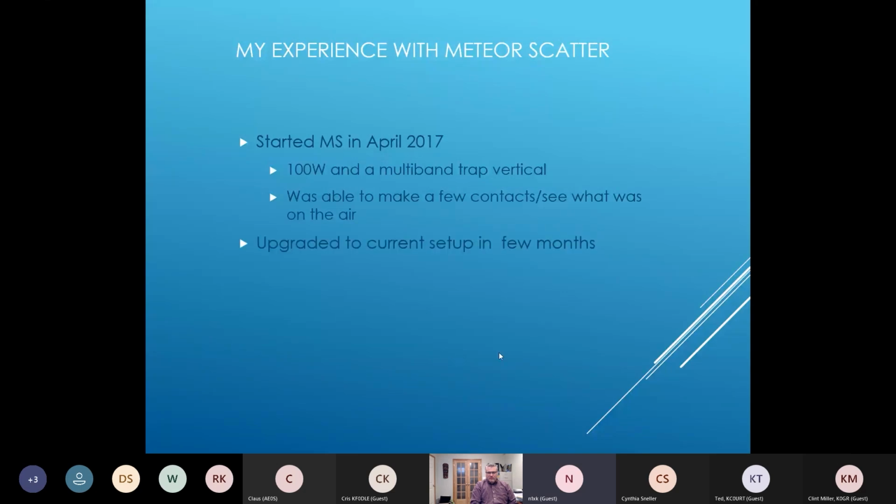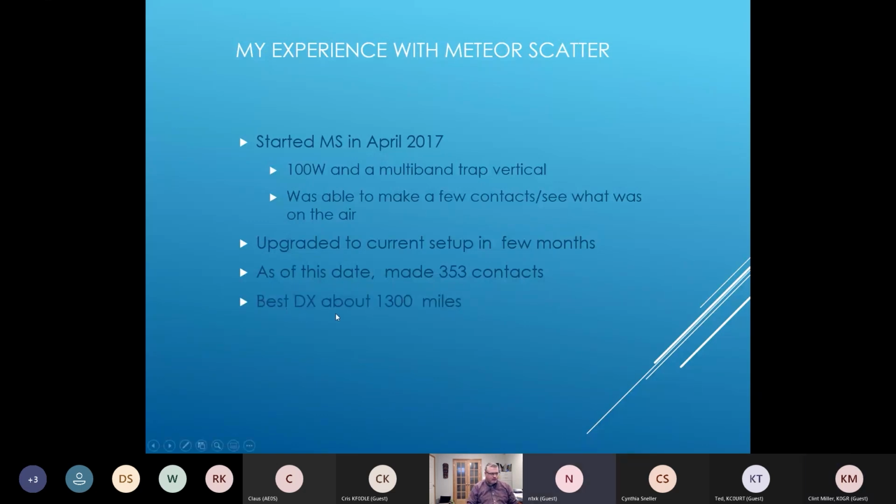So based on that, I upgraded to my current setup in a few months, and have had a lot of fun since then. As of this date, I've made about 353 contacts on meteor scatter. As you'll see a little bit later, those contacts are within about a 1,200 to 1,300 mile radius. That's what you're limited to on meteor scatter based on the geometry. I've got a couple slides later that kind of illustrate what that's talking about.